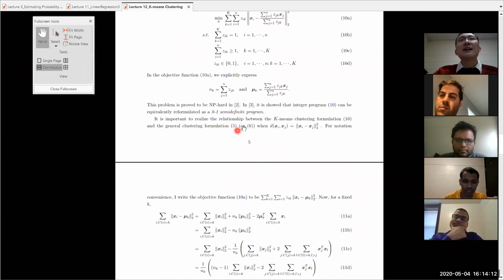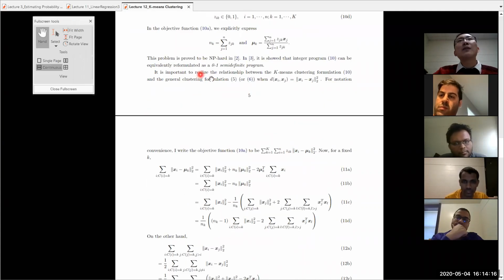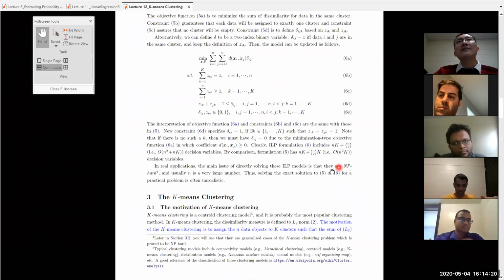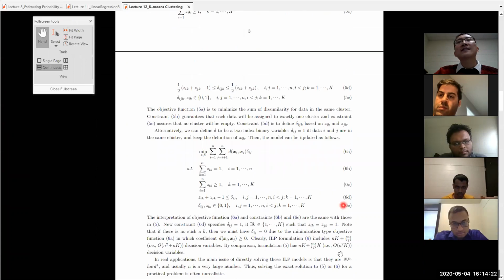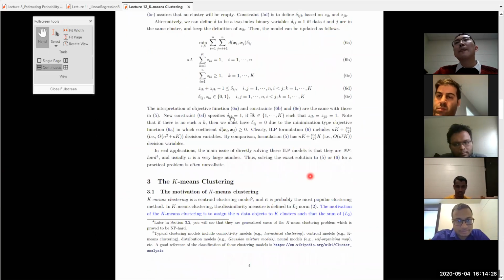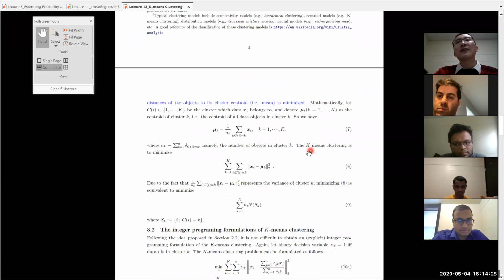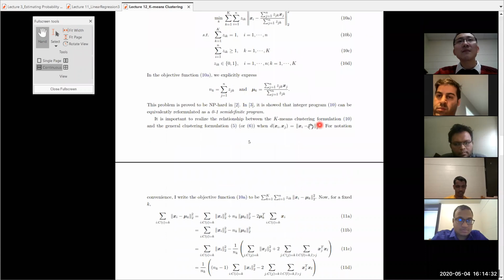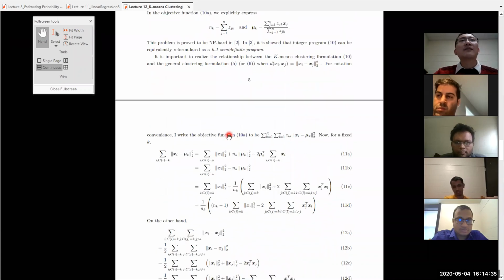Anyway, let me first finish this part. It's important to see the relationship between this 10 formulation and this 5 or 6 formulation. In the following, I'm going to prove that they're equivalent, apart from a very small modification to add a coefficient there. Due to the time limit, let me go very fast.